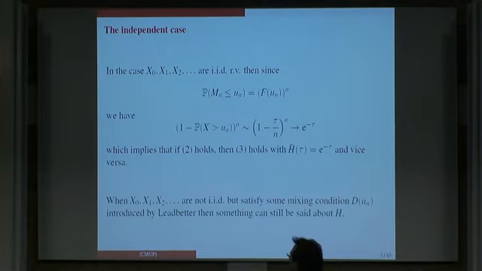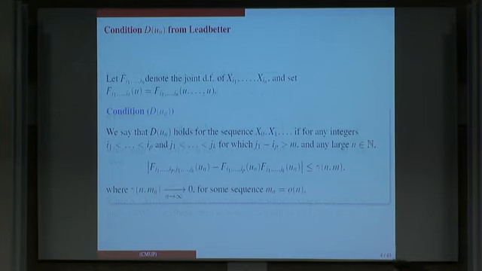Now, this would be in the independent setting, but in the beginning of the 80s, Leadbetter gave a condition that he called D(un). So now I'm going to remove the assumption that the random variables are independent, but I'll have some sort of asymptotic independence or some mixing condition.